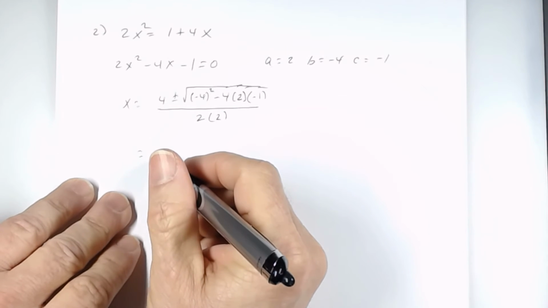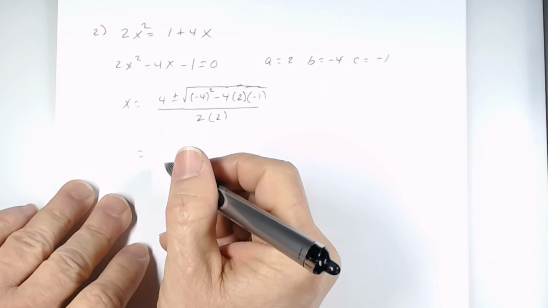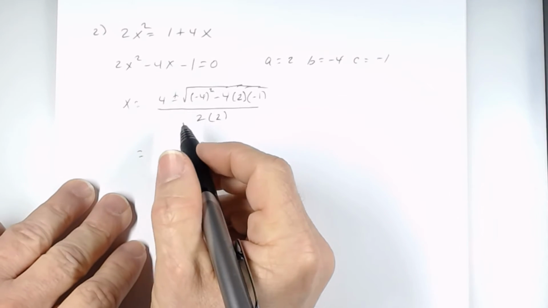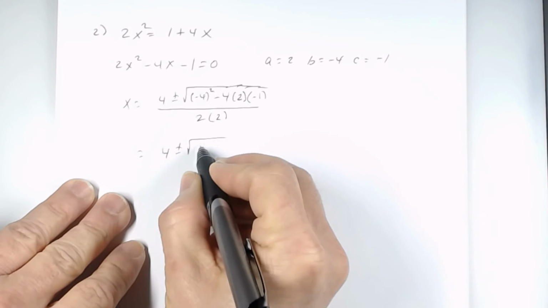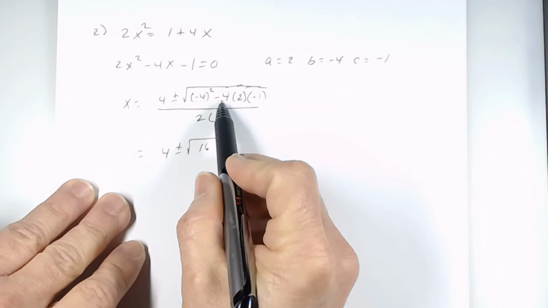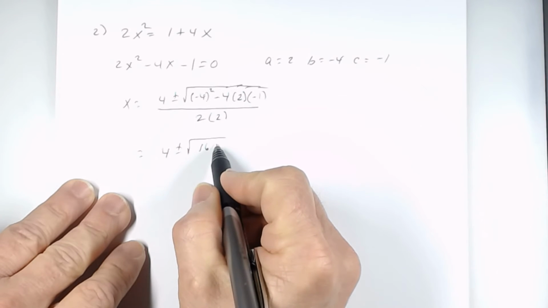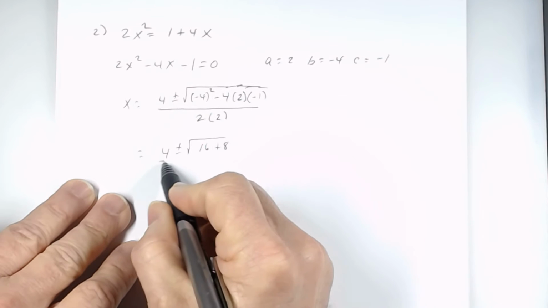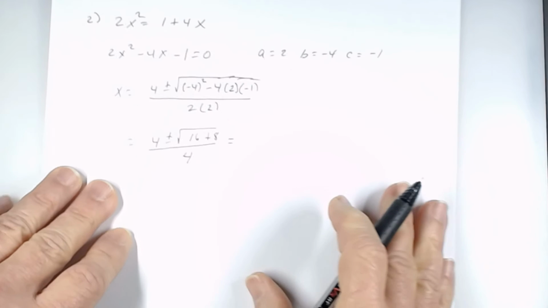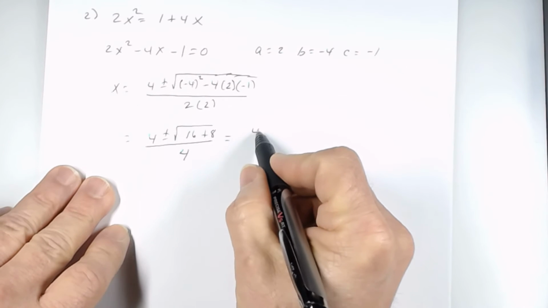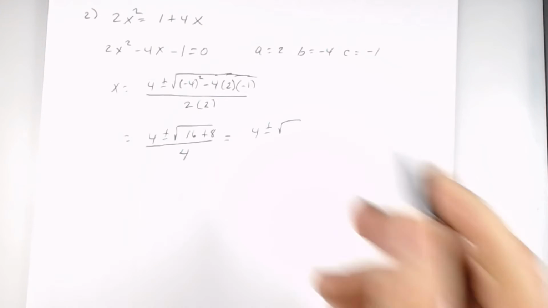If you use your calculator and you get negative 16, that's because you're not putting negative 4 in parentheses. So it's got to be in parentheses when using your calculator. So you get 4 plus or minus the square root of 16. Now what's a negative 4 times a positive 2 times a negative 1? Positive 8. All divided by 4. So that's going to equal 4 plus or minus the square root of 24.